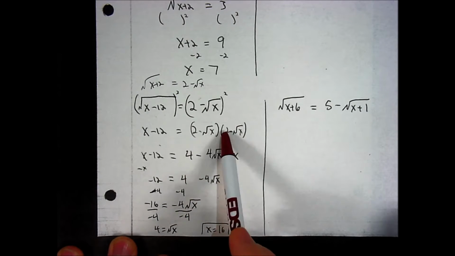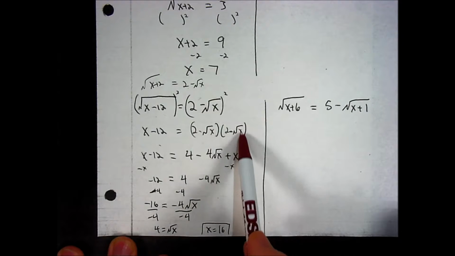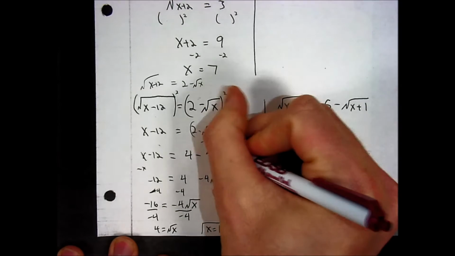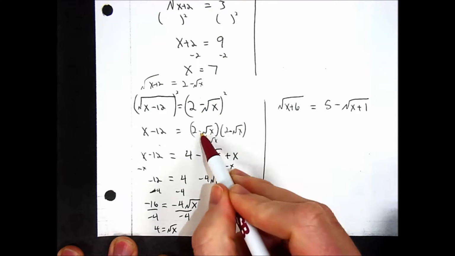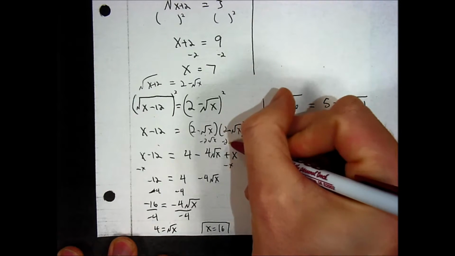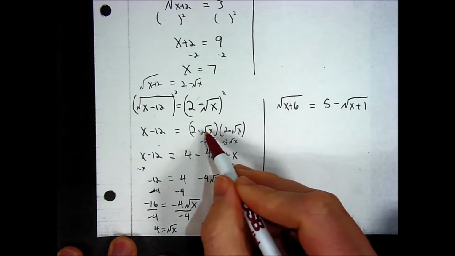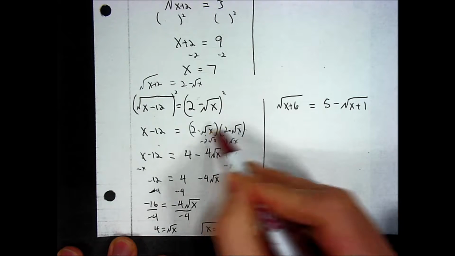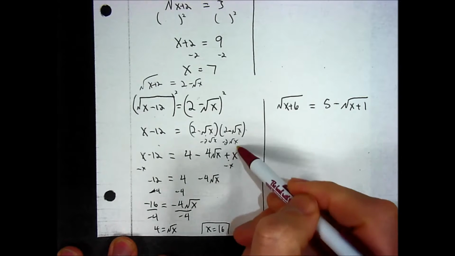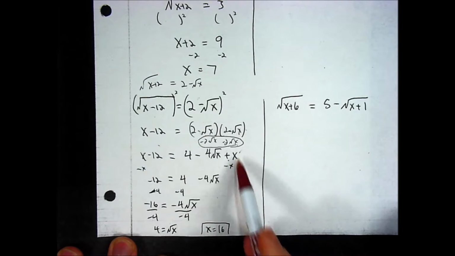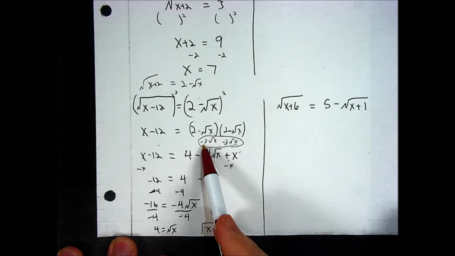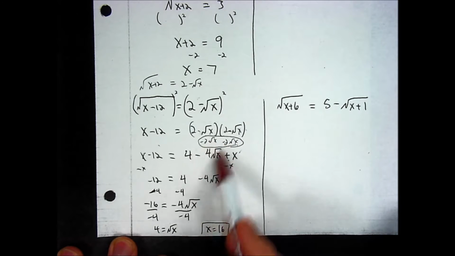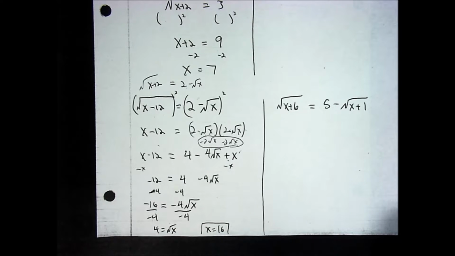So 2 times 2, yep, that's 4. 2 times negative square root of x is going to be negative 2 square root of x. Negative square root of x times 2 is another negative 2 square root of x. And then negative square root of x times negative square root of x: negative times negative is a positive, square root of x times square root of x, regular x. See, we would miss out on this middle stuff, negative 2 square root of x, negative 2 square root of x, which is negative 4 square root of x there in the middle.